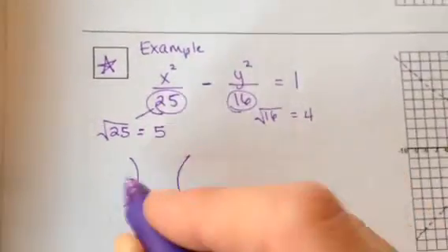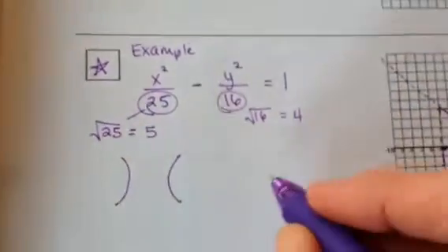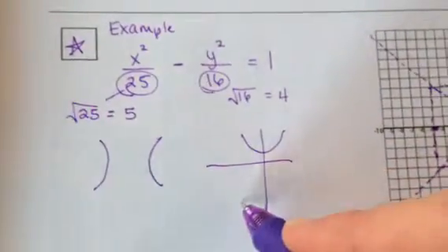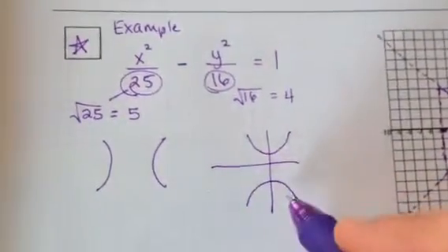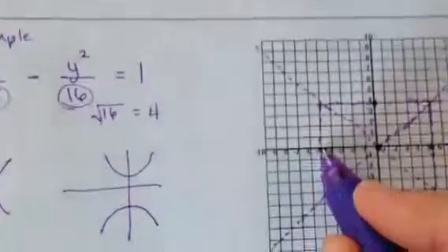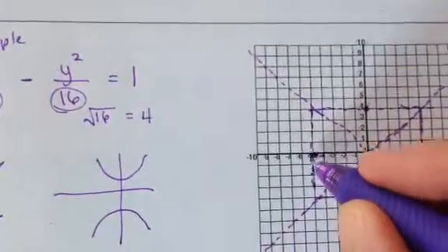It's going to be split. Okay, if the y would have come first, it would have looked like this. So a hyperbola is just kind of split apart. So since my x comes first, I'm going to use this point on my rectangle, and I'm going to make a nice smooth curve.